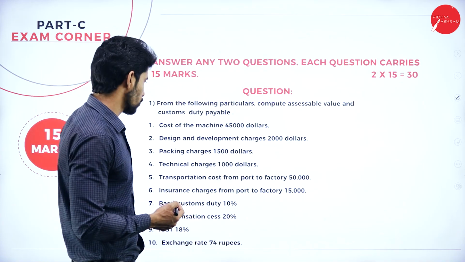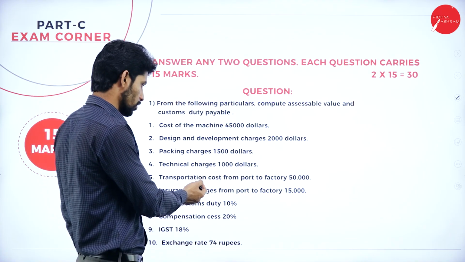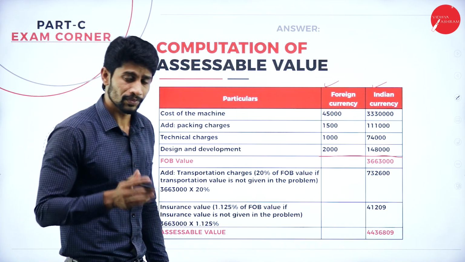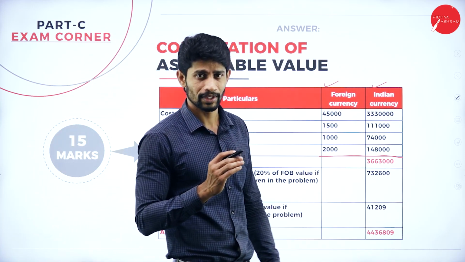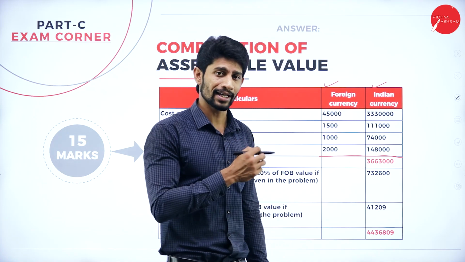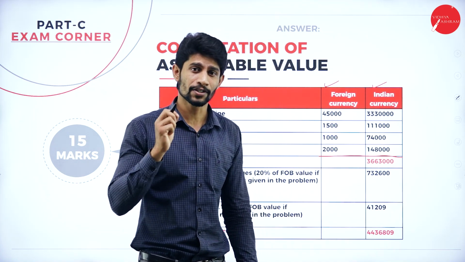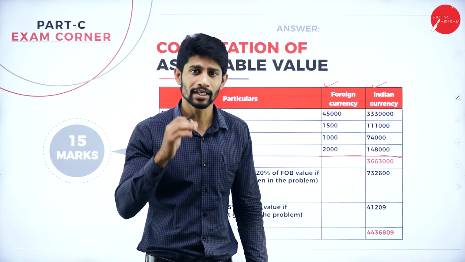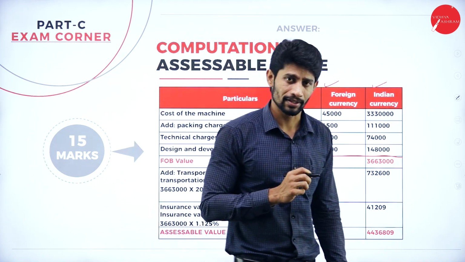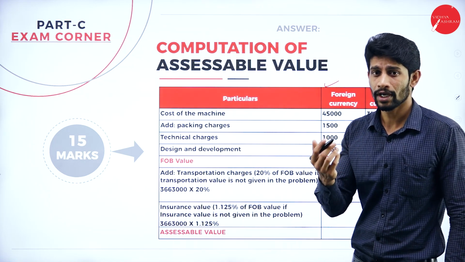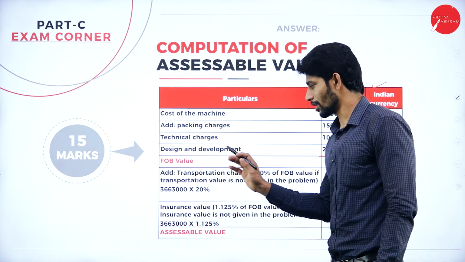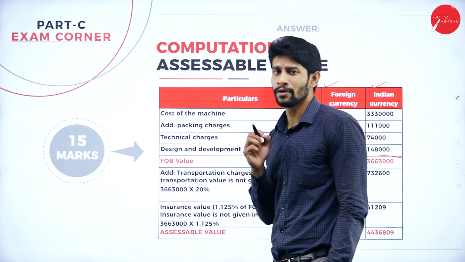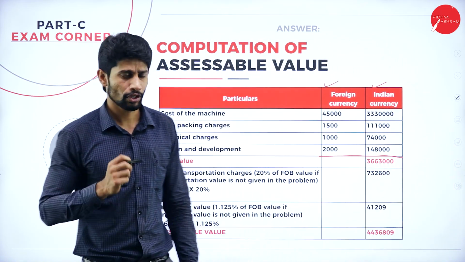In this problem, is transportation given or not? Yes, transportation is given, but it is port to factory. So what are we supposed to do now? The transportation is given, but the given transportation occurred in India. Any expenditure occurred in India should not be considered. So now we are supposed to calculate 20% of FOB value as transportation cost.